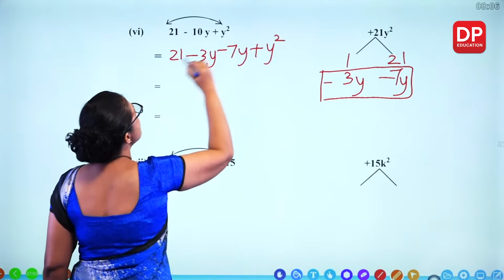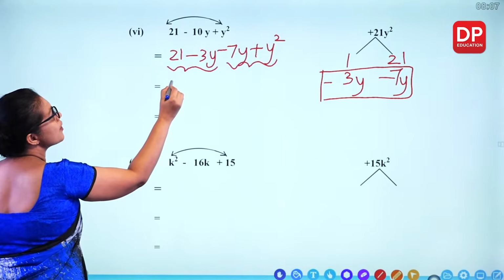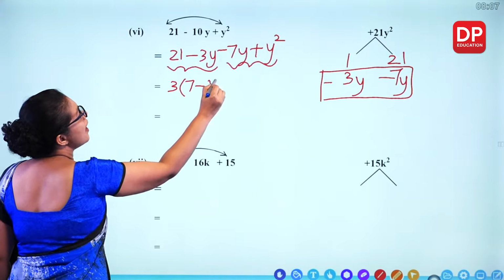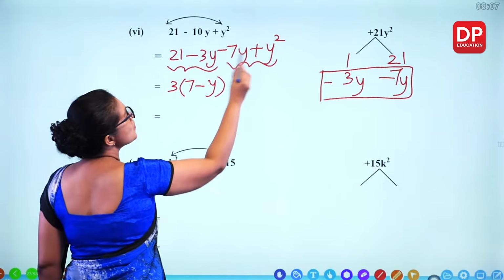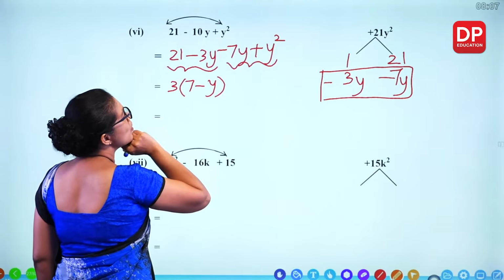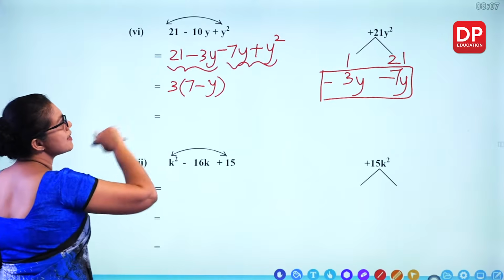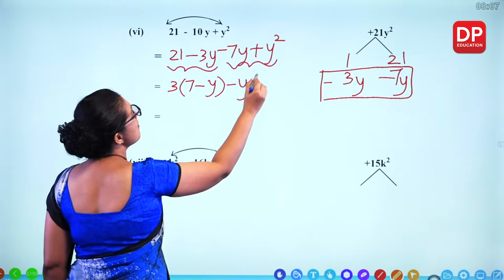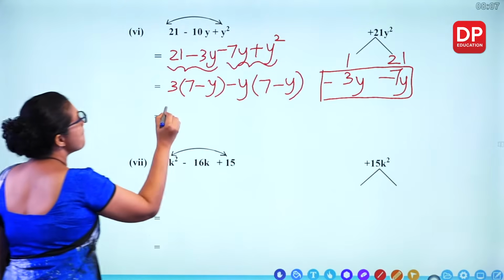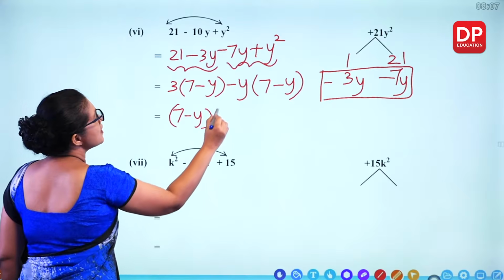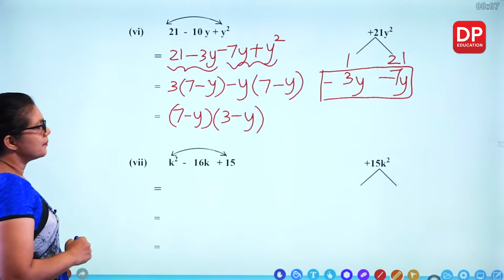and factorize by taking 2 at a time. This one you can take 3 out, and the remaining part is 7 minus y. This one you can take y out. Are we taking minus y or plus y out? We need plus 7, so we need to take minus y out. 7 minus y is common, take it out. The remaining part is 3 minus y.